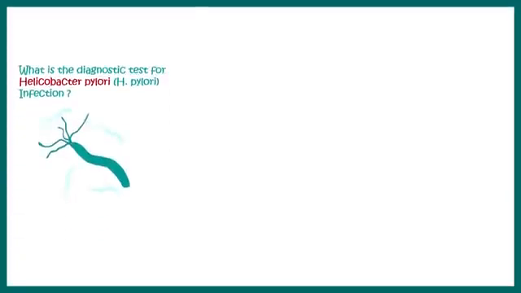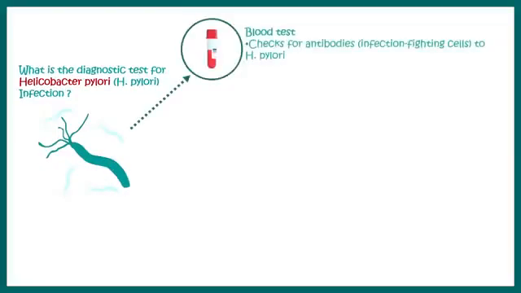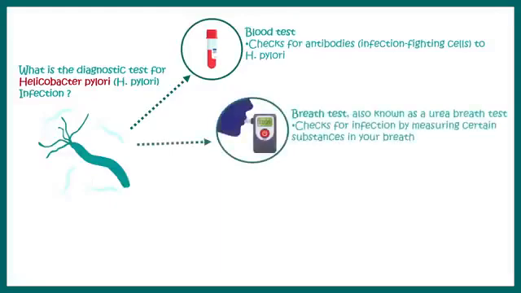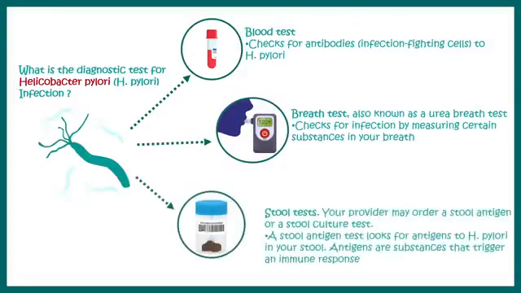Now let's talk about the diagnostic tests for Helicobacter pylori, how it is diagnosed. There are a few tests such as blood test, which checks the antibodies against H. pylori in your blood. There is breath test. There are several biomarkers in the breath which can give us a sense of whether you are infected with H. pylori or not. There could also be stool test, where you provide your stool samples and the antigen test looks for Helicobacter pylori antigen in the stool.